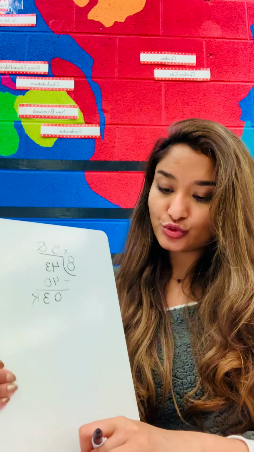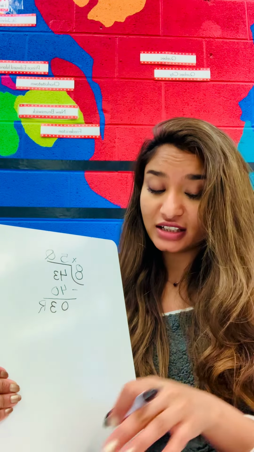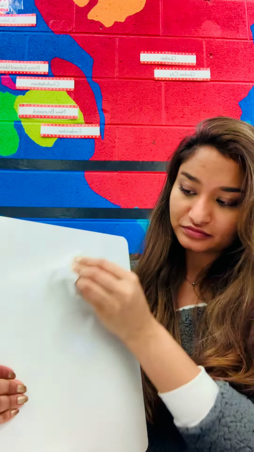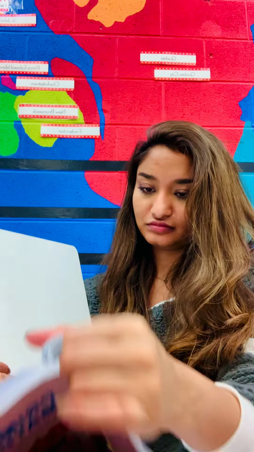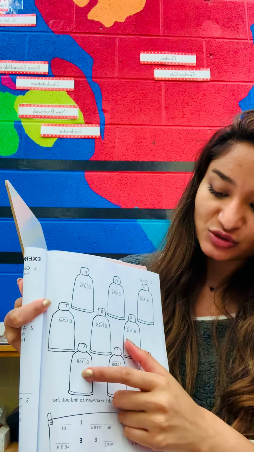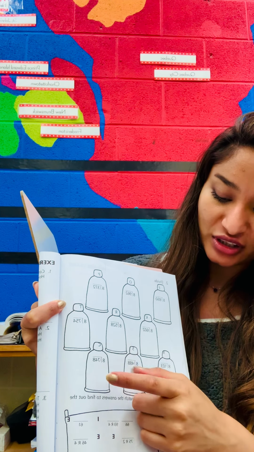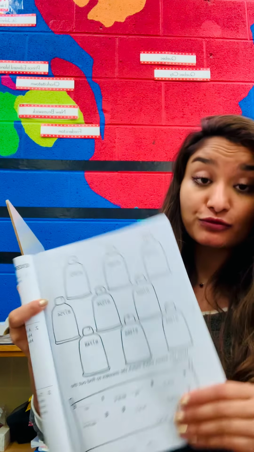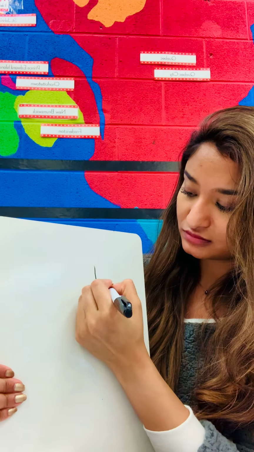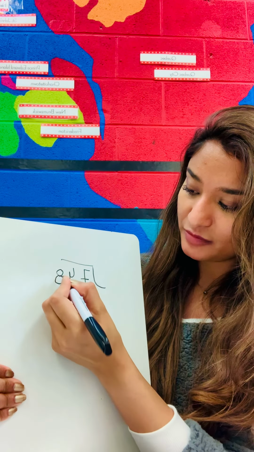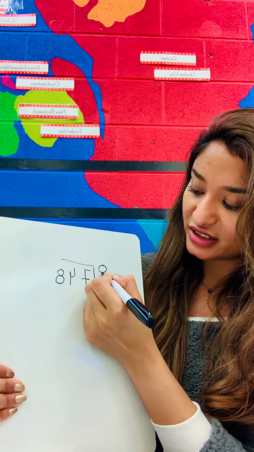I'm going to choose 748, from the next page, page 116. I'm going to choose this one. It's also the last one, letter C. So 748 divided by 8. So let's go ahead and do this one. 748 divided by 8.